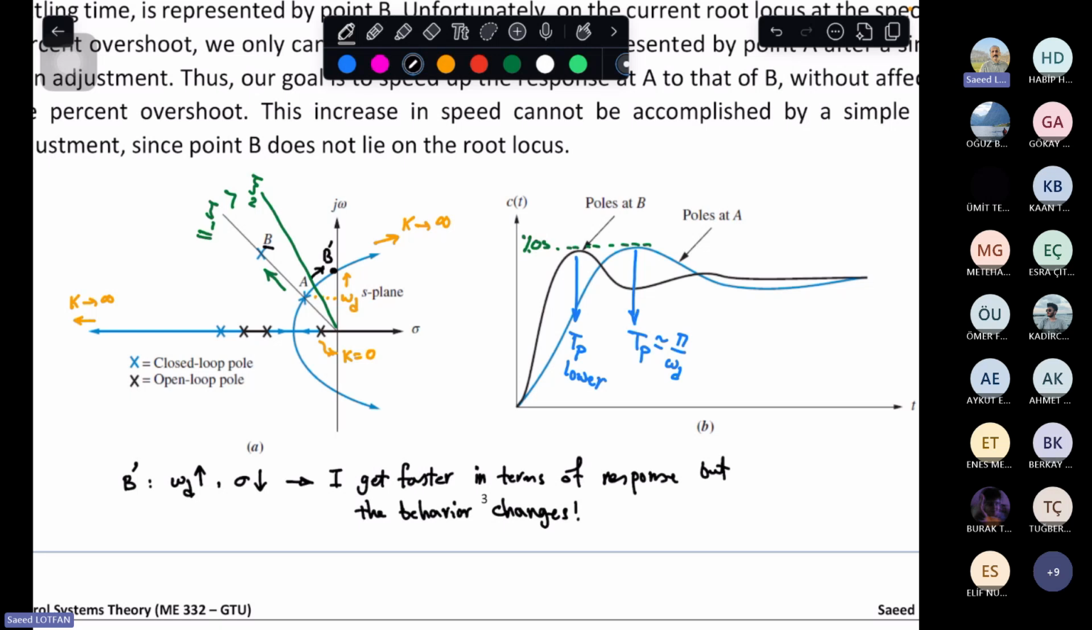So in such cases, the topic of last week in terms of designing via gain adjustment is not working. What we do is getting help from controllers or compensators. Okay, any question? No question. So let's continue.